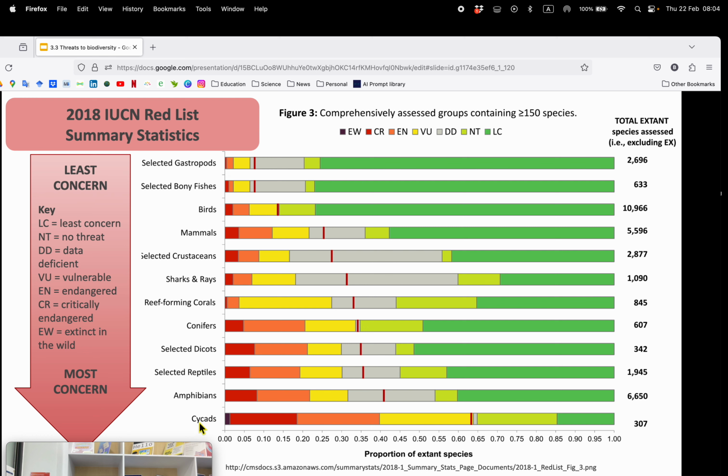So if we go to the bottom of the list here, the cycads, which are an ancient palm-like tree that's related to ferns, of the 307 known species on Earth, more than half of them, about 62% of them, are threatened in some way.